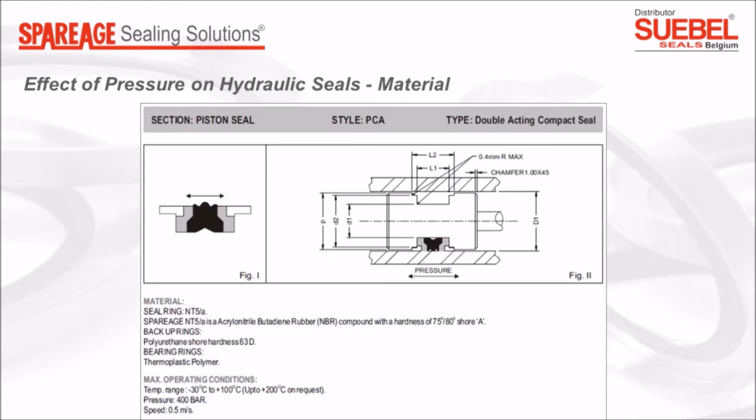Seals like the Spare Edge CS-type seal have a rubber sealing element with backup rings on both sides, enabling the seal to withstand 400 bar pressure, with an inbuilt bearing ring of glass-filled nylon for higher load.